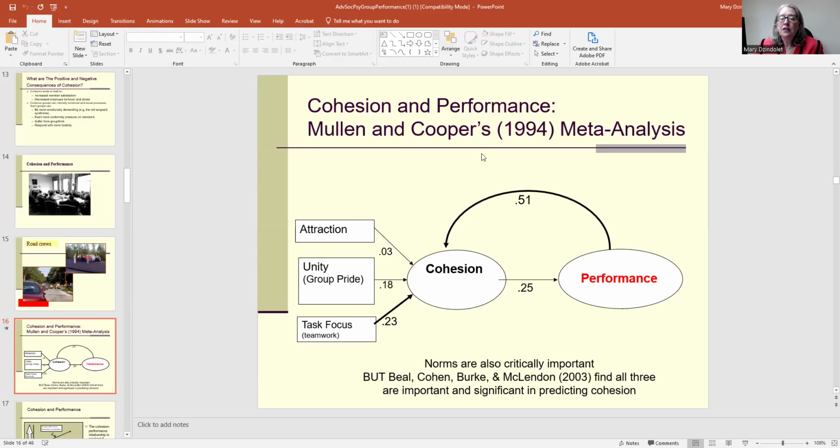Now, in Mullen and Cooper's meta-analysis, you can see that attraction actually didn't have a big effect on cohesion, but that is usually very unusual. Well, this meta-analysis found it wasn't related.